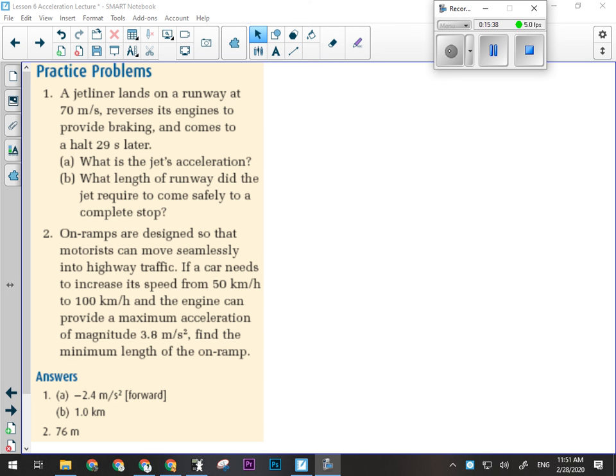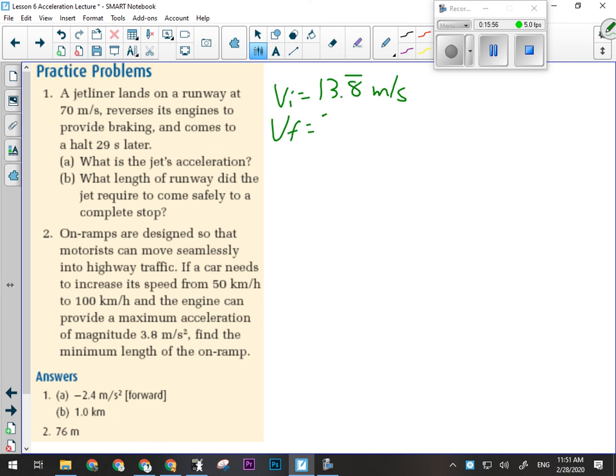Rant over. So what we have here is an initial velocity of 50 kilometers per hour. So VI, we have to divide that by 3.6 to get it in meters per second. That's going to be 13.8 repeating meters per second. VF is 100 kilometers an hour. That's 27.7 repeating meters per second. And we know the average acceleration of the vehicles is 3.8 meters per second squared. All right, so that's the information we have.